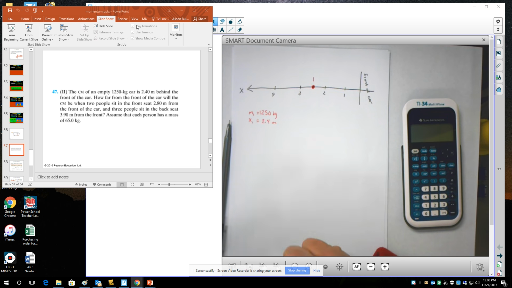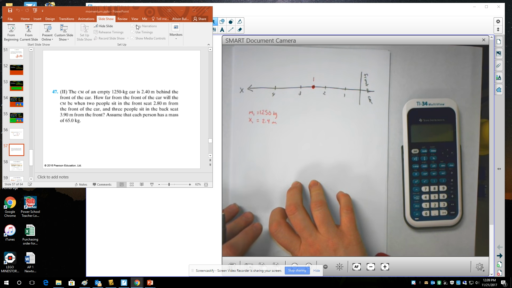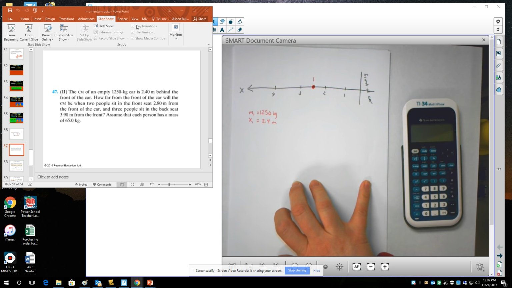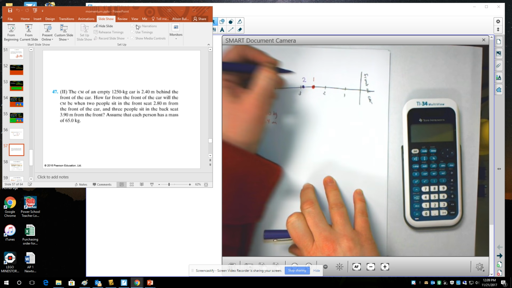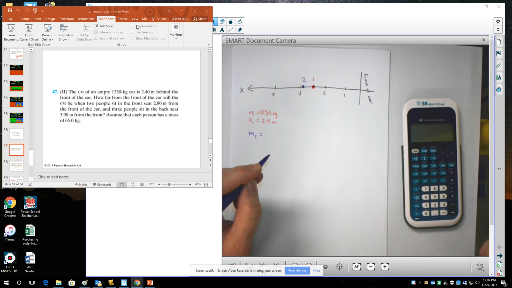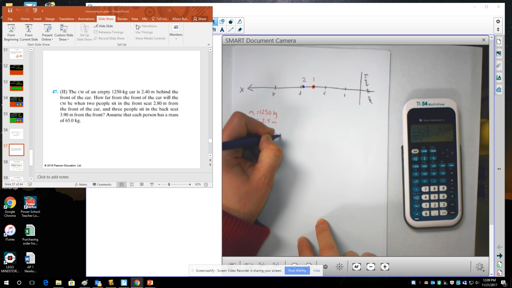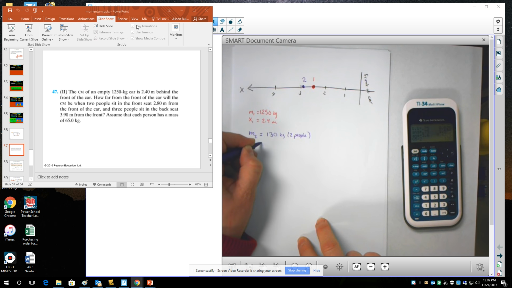I'm trying to model this so that it looks like the previous problem, even though these are more complicated objects. 2 people sit in the front seat, which is 2.8 meters. Let's make those 2 people. There's mass 2. Mass 2 is 2 people. And the problem tells us that each person has a mass of 65 kilograms. So 2 people have a mass of 130 kilograms. And they, x2, are at 2.8 meters from the front.